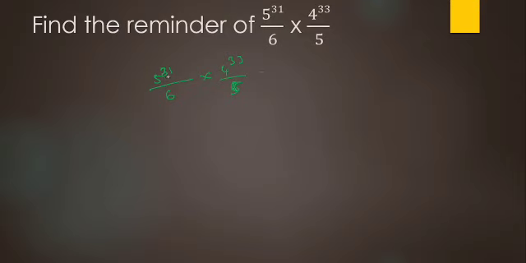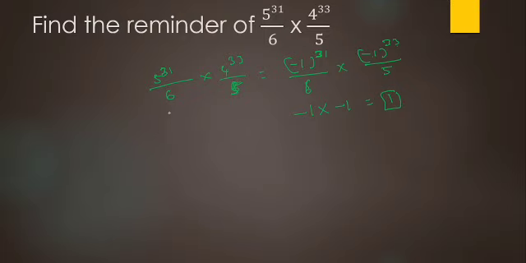Now 5 is minus 1 short of 6, so it can be written as minus 1 to the power of 31 divided by 6, into 4, which is actually minus 1 short of 5. Okay. Now minus 1 to the power of 31 is odd, so you will get minus 1, into minus 1 to the power of 33, which is again odd, so again you will get minus 1. So minus 1 into minus 1 will be plus 1. So the answer is 1 here. The remainder is 1 in this case.